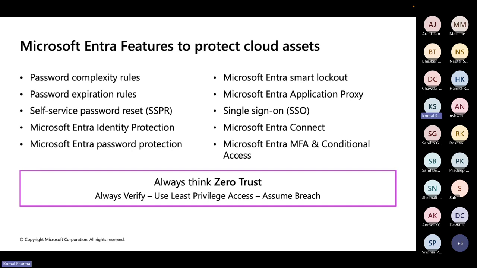Then you have single sign-on. So what is single sign-on? You have to sign in only once, and you can access your applications, which include thousands of pre-integrated SaaS applications. Then you have Entra application proxy, which you can use to provision security and enhance remote access to your on-premises web applications. Microsoft Entra Connect, which we have just discussed, is used to create a bridge between your cloud infrastructure and on-premises infrastructure. And the last feature is Entra MFA and conditional access policies.